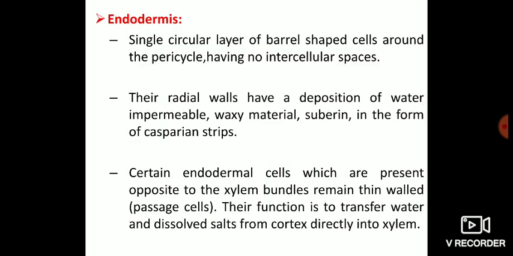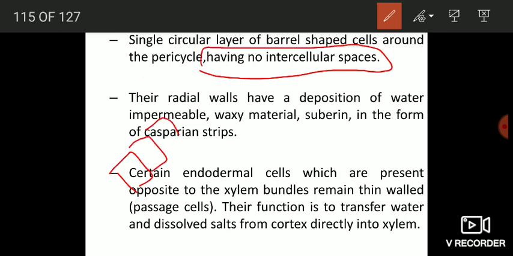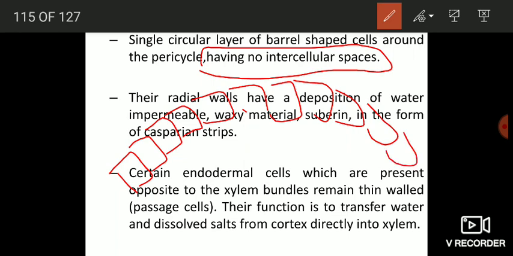Then endodermis, it is a single circular layer of barrel shaped cells around the pericycle. These cells are compactly placed, leaving no intercellular space. These are the barrel shaped cells of endodermis, and they are placed around the pericycle in the form of a circle. Okay, and the individual cells of this endodermis possess Casparian strips in their radial walls, and these Casparian strips are composed of a water impermeable waxy substance known as suberin.